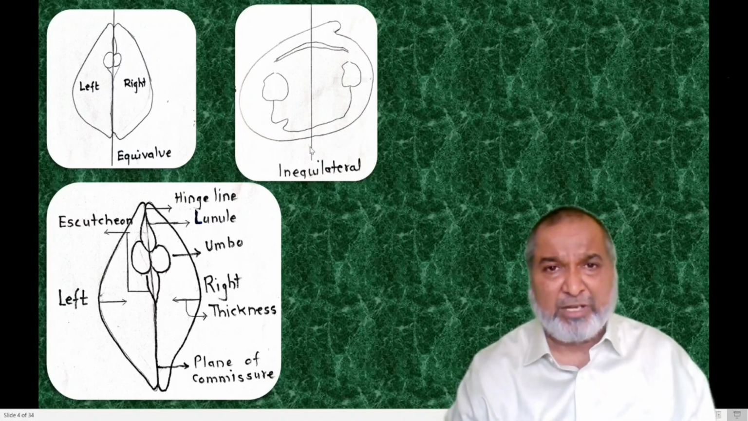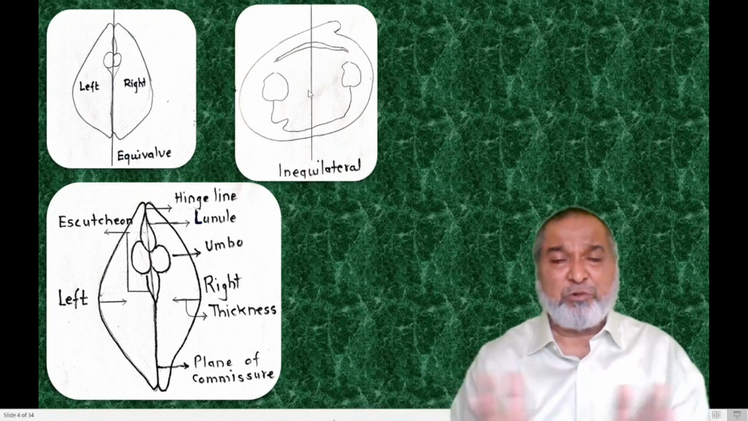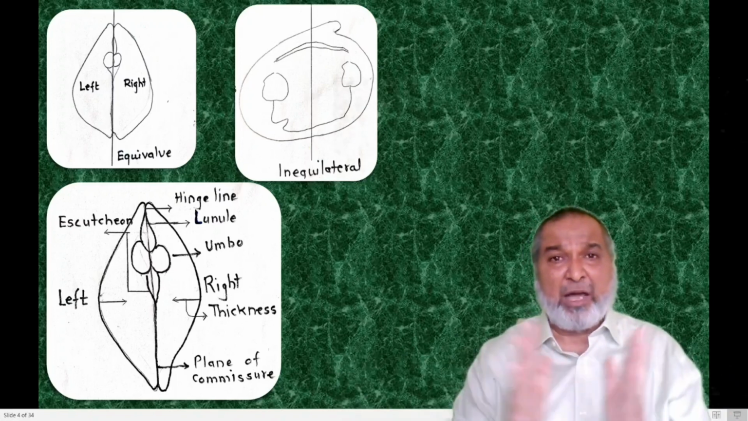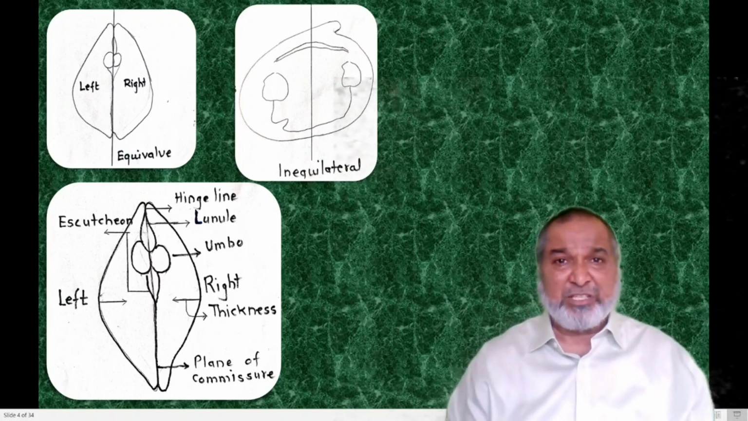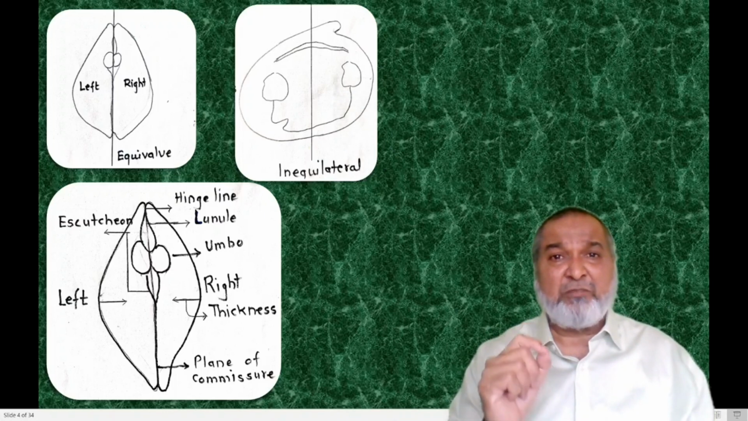We are also going to see what the parts are. If we draw from the dorsal side to the ventral side, you will find a peak here, that is called umbo, but this side it is not there. Here there is the adductor muscle impression, and here also. But the shape does not divide symmetrically. The two halves are not mirror images. Then this particular shell is called inequilateral.